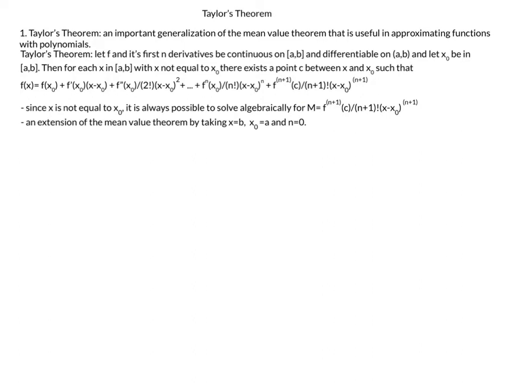There are two things we will note, but we will look at in more detail later. Since x is not equal to x naught, these terms are not equal to 0, so it's always possible to solve algebraically for this last term, which we will call m. The second thing to note is that Taylor's theorem is an extension of the mean value theorem, and we will look at that more in a moment.